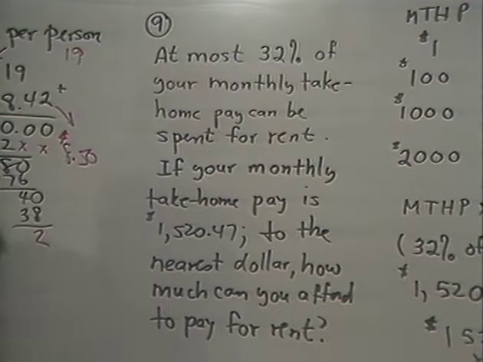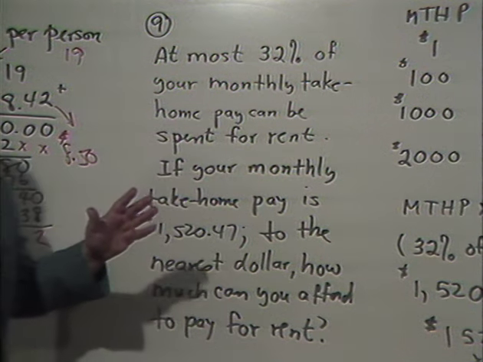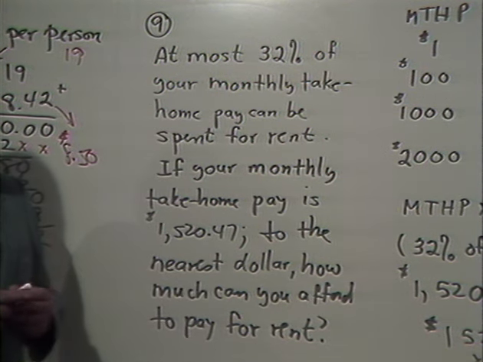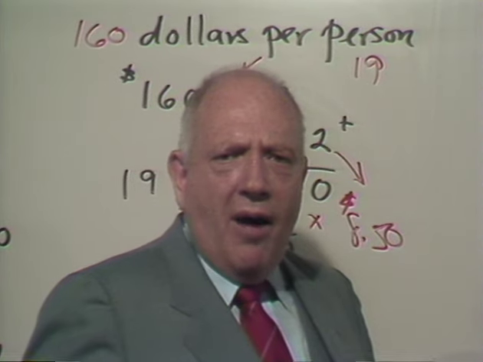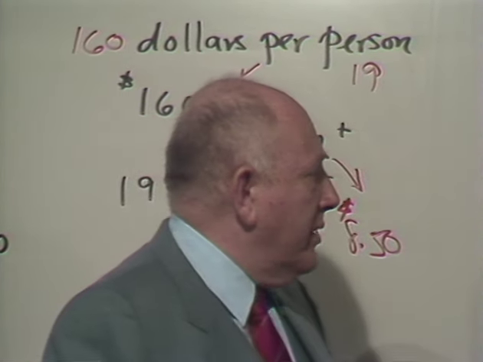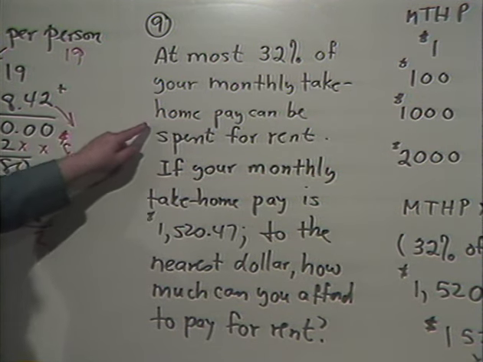It says at most 32% of your monthly take-home pay can be spent for rent. By the way, from here on in, since most of the problems are going to be word problems, and it takes a long time to write the word problems, I will probably paraphrase some of the problems just to save more space on the board. But basically, at most 32% of your monthly take-home pay can be spent for rent.